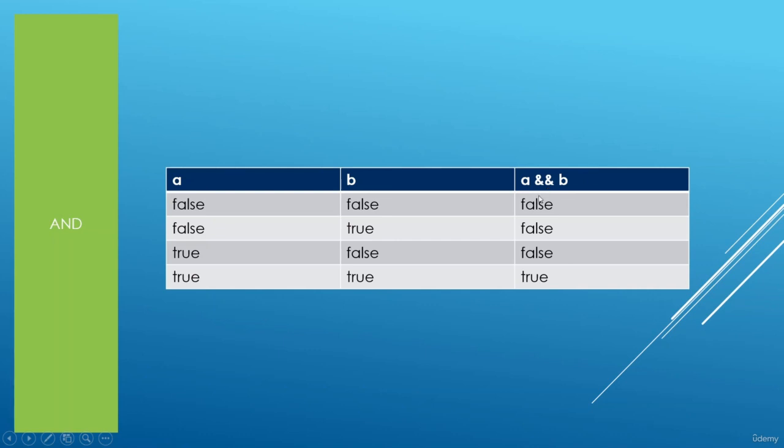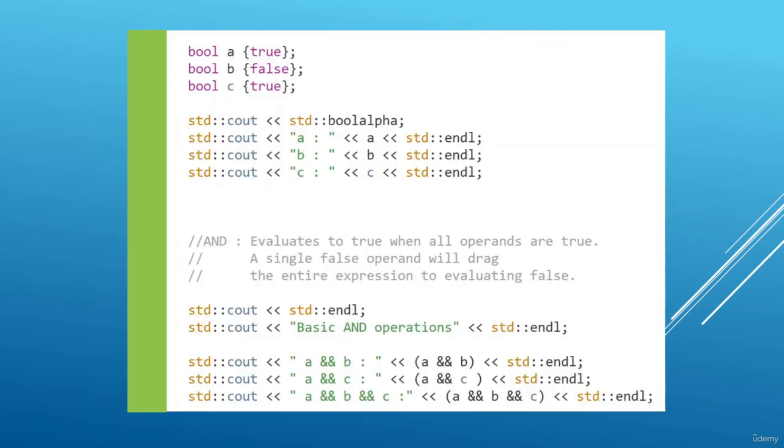Okay, now that we know about these logical tables for these logical operators, we can actually try to use them in code. Here we have 3 Boolean variables. We have A, B, C. A is true, B is false, C is true. We can print them out and you see that we are setting up std::cout to give us the results in the format of true and false instead of ones and zeros.